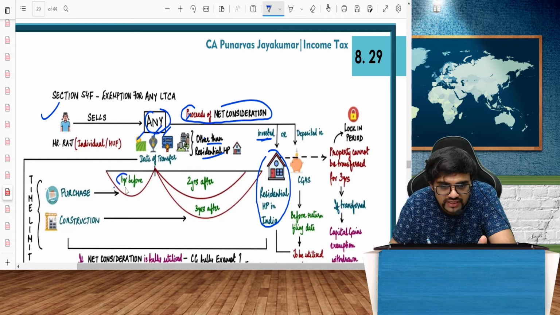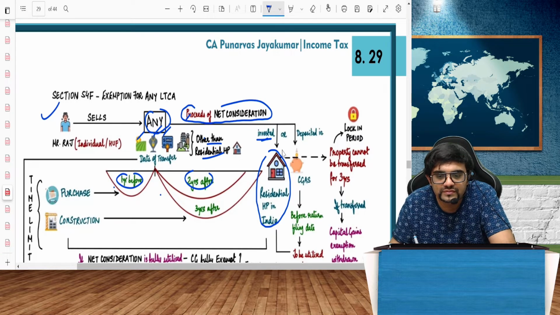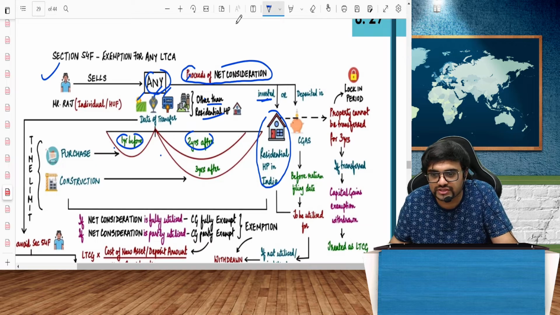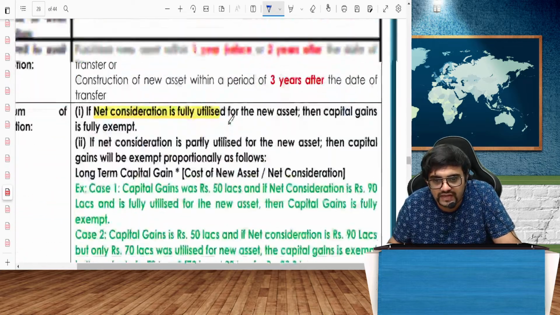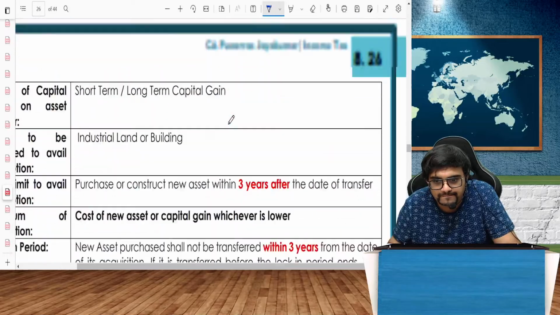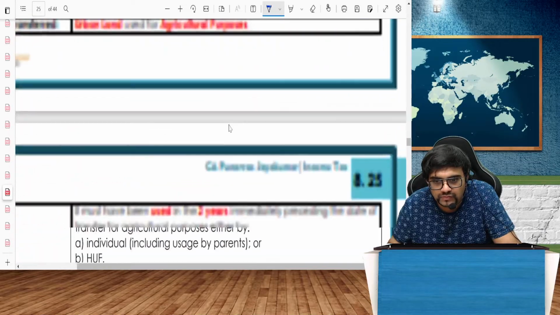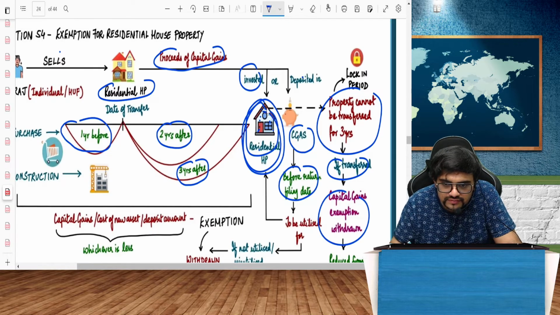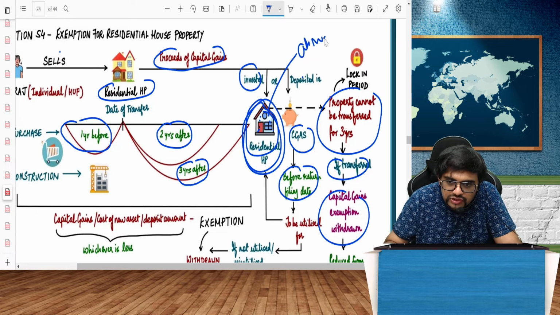Same, purchase 1 year before, 2 years after, or construct within 3 years after another residential house property. Invested in what? Same, residential house property in India. Very important. I will compare with 54. In India is not there in 54. In 54 you can buy abroad also.